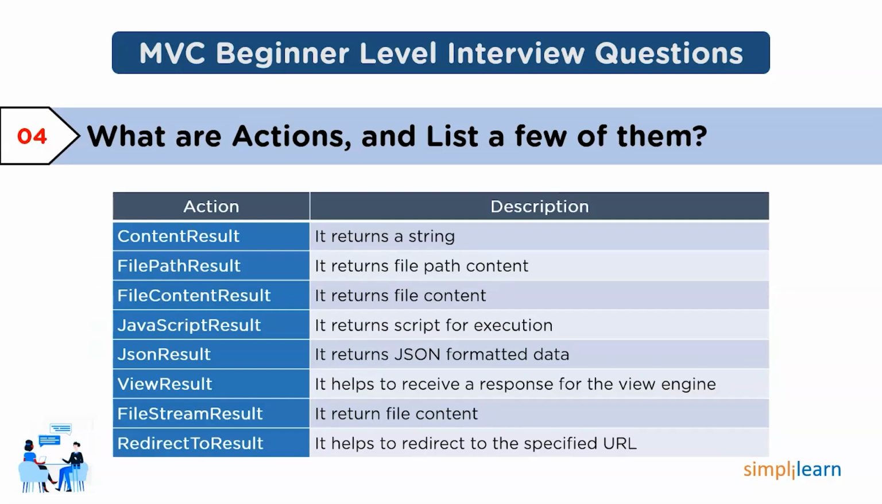Content result, it returns a string. File path result, it returns the file path content. File content result, it returns file content. JavaScript result, it returns the script for execution. JSON result, it returns JSON formatted data. View result, it helps to receive a response for the view engine. And file stream result, it returns file content. And redirect to result, it helps to redirect to the specified URL.